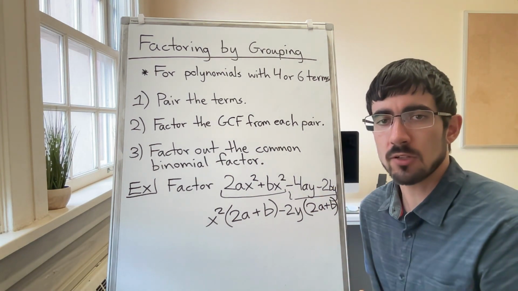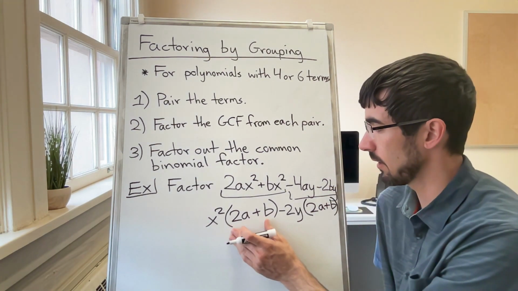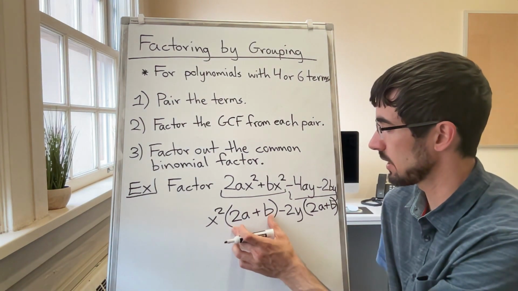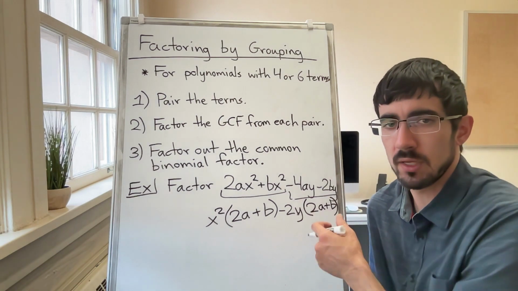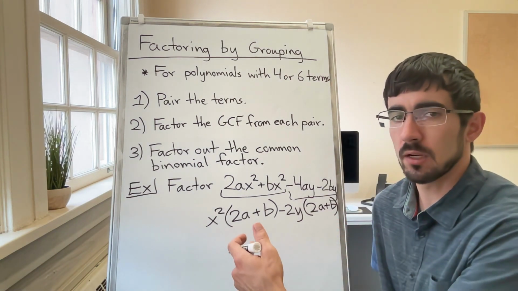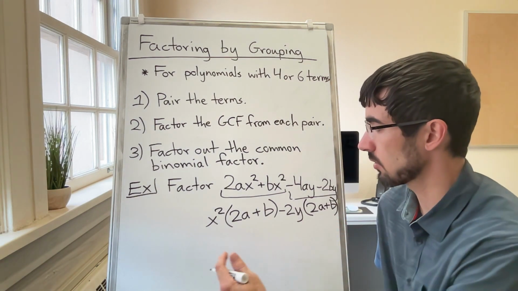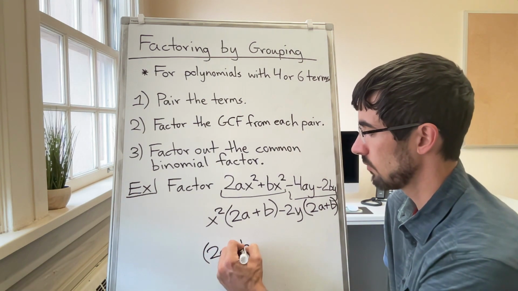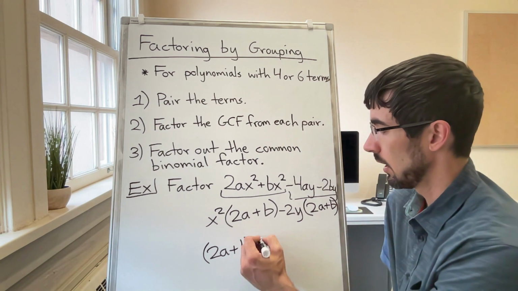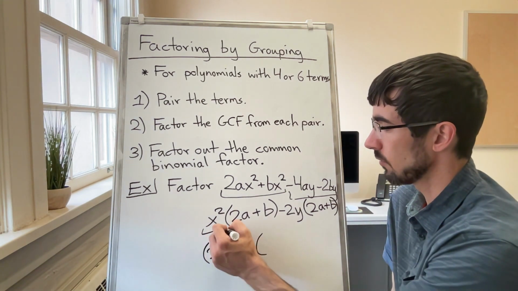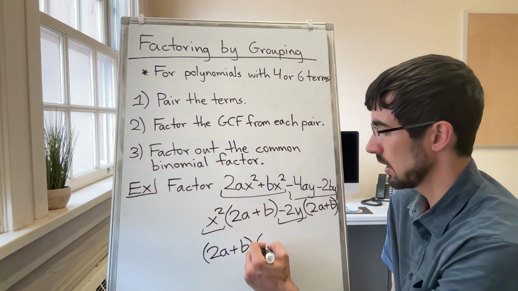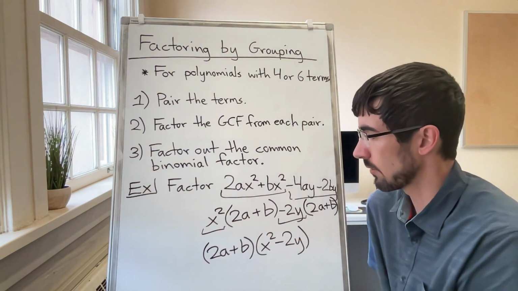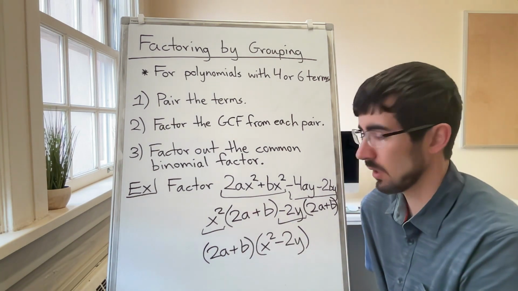Notice that as I factor it in that order, I see a common binomial factor appearing in each of the terms. This has 2a plus b and this has 2a plus b. So that in itself becomes a greatest common factor that we can factor out. That's the third step. Let's factor out that common factor of 2a plus b. And what remains is the front part of each of these terms, x squared minus 2y. That's what remains when we factor out that 2a plus b.